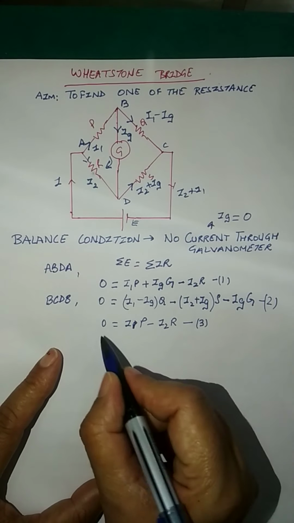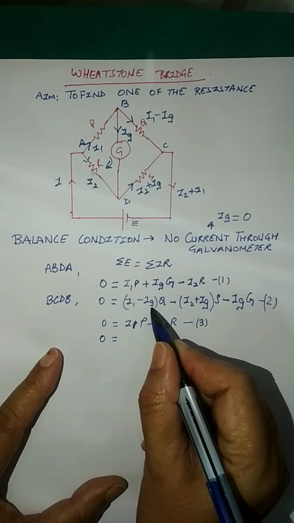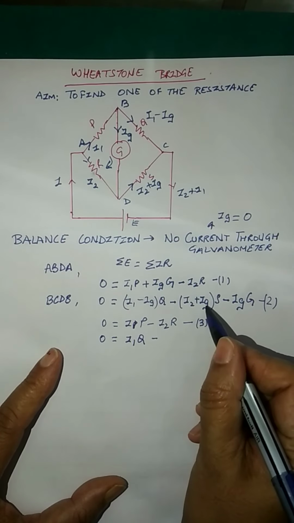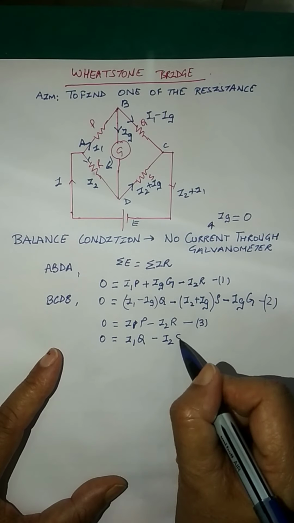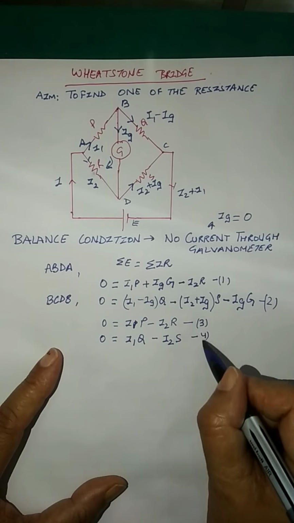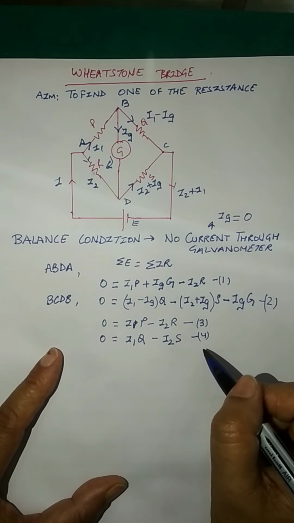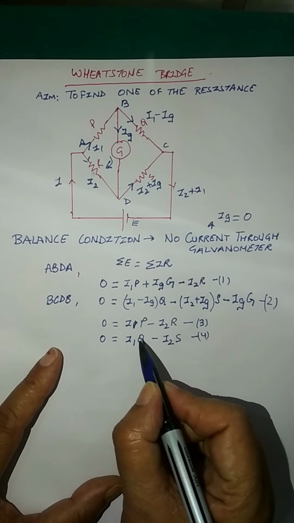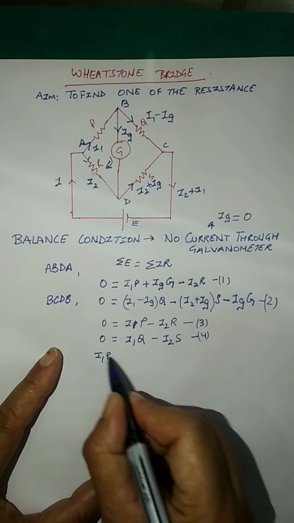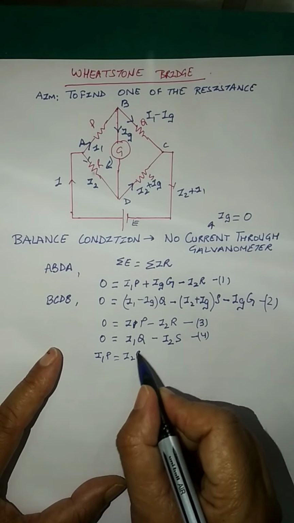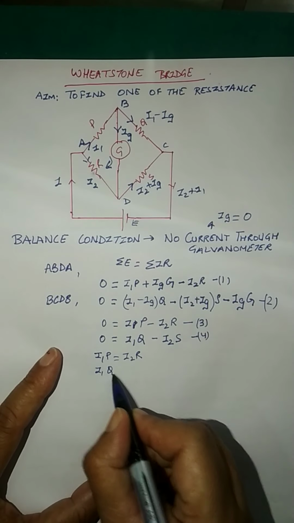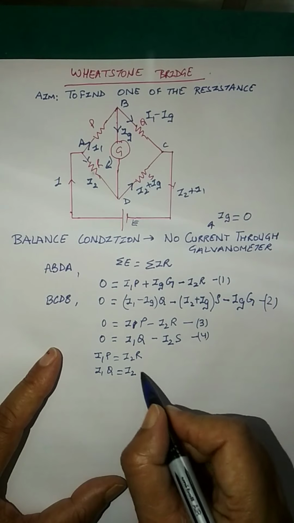And let's come to equation number 2. If we substitute 0, IG is 0. So what you will get? I1 into Q, minus IG is 0, so what you will get? I2 into S, and IG is 0, so that means this whole term will be 0. So you're left with this. Now if you simplify the equations, I can write I1 into P is equal to I2 into R, and the fourth equation will become I1 into Q will be equal to I2 into S.